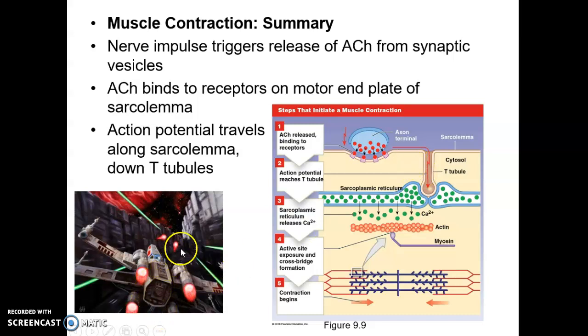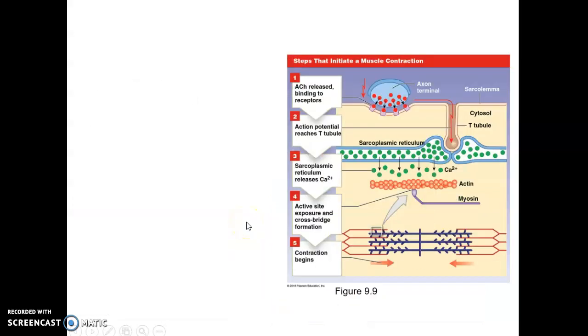just like Luke shooting down that canal down the Death Star. Episode 4, probably still the best one.